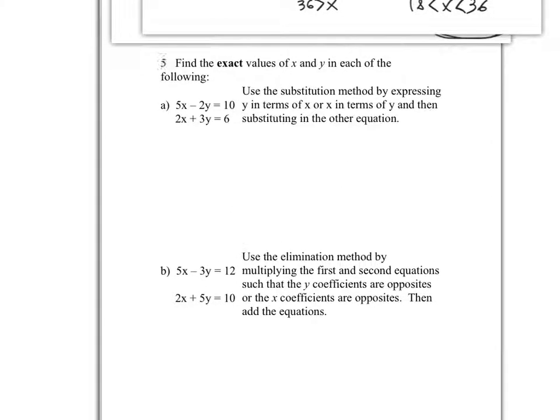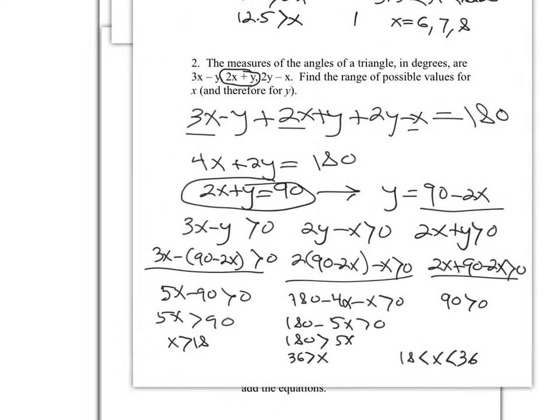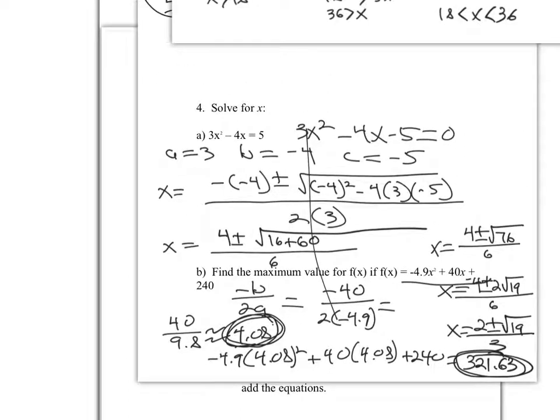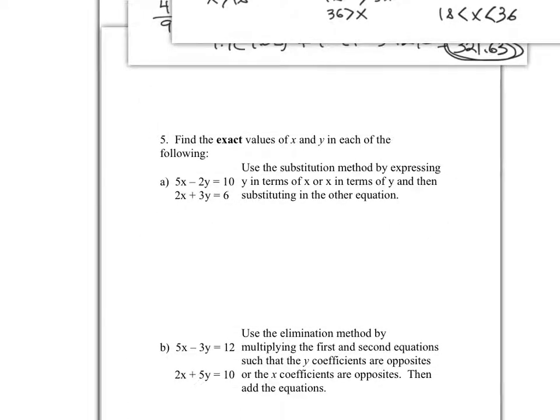All right, so let's continue on. So we just did problem number 4, so let's go on to problem number 5. Okay, find the exact values of x and y in each of the following. And in the first one here, we're using the substitution method by expressing y in terms of x or x in terms of y, and then substituting in the other equation. All right, so let's do this.